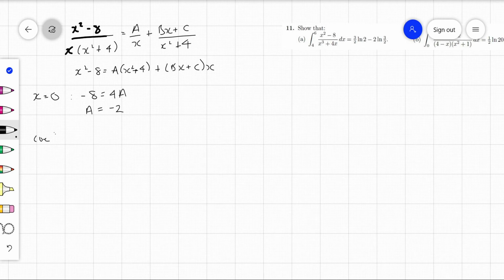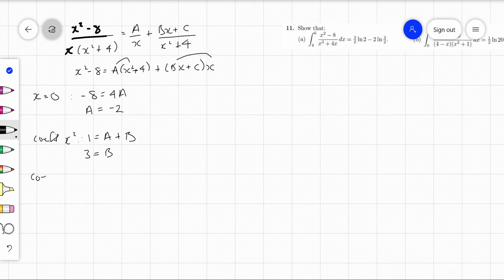We could find the coefficient of x squared. If we do that on the left, we have 1. On the right, we're going to have a and bx times x, so we're going to have a plus b. And a is -2, so b would be 3.